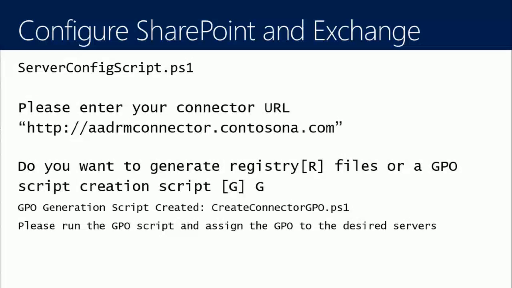One is it can configure a registry file if you only wanted to apply it to Exchange or test it out. Two, it'll create a GPO package. And three, it'll create a creation script. Once you run the GPO creation script, you take that GPO script and assign the GPO to the applied service. Whether it's a SharePoint server or Exchange server, you can scope down to the correct workloads.